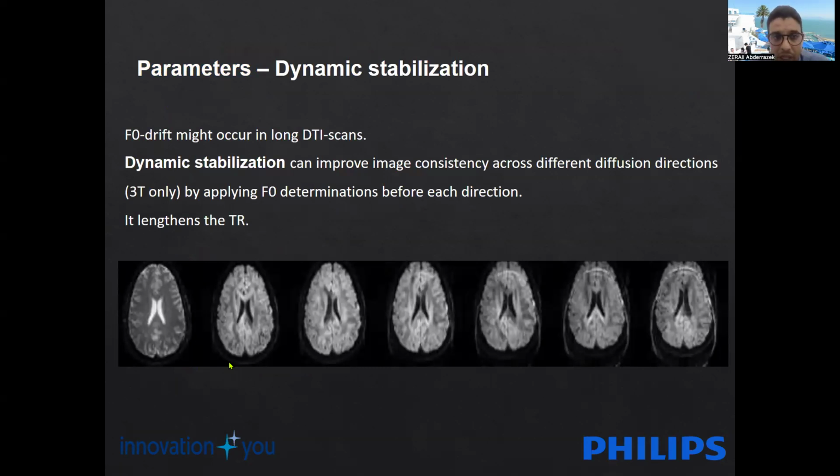As a parameter of dynamic stabilization, it's typically done using F0 drift correction, which helps in long DTI scans, for example with 128 directions, also at 3 Tesla. The dynamic stabilization can improve the image consistency, and is used only on the 3 Tesla by applying F0 determination before each direction.